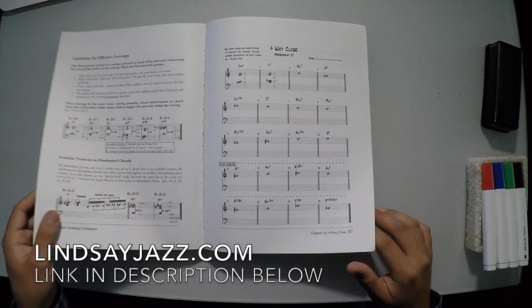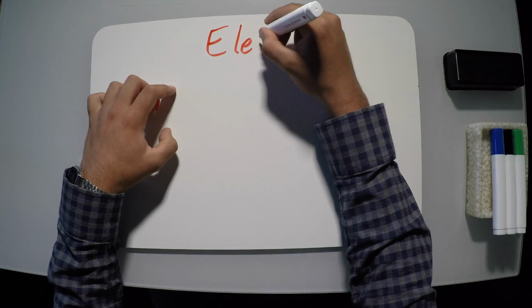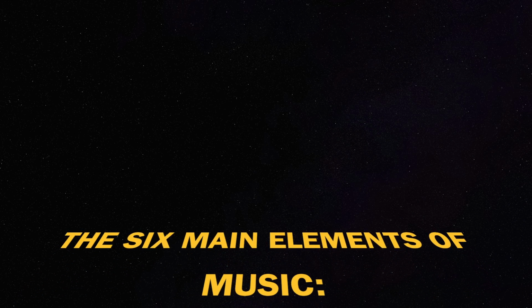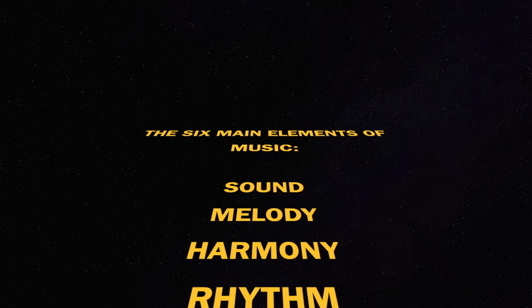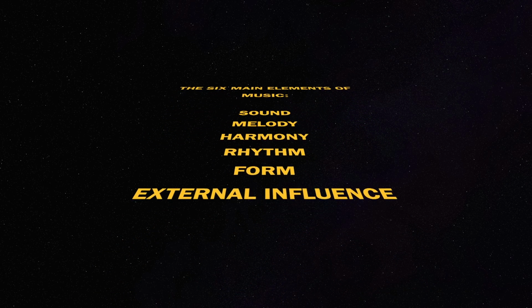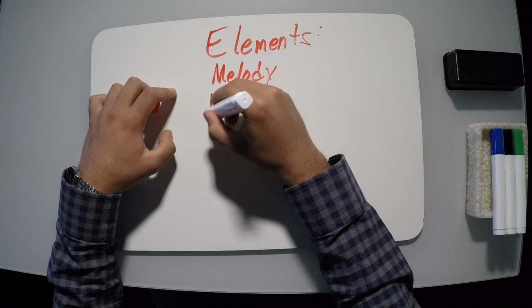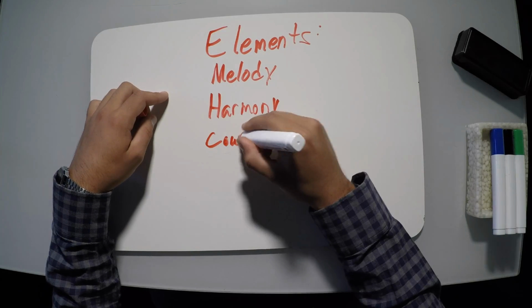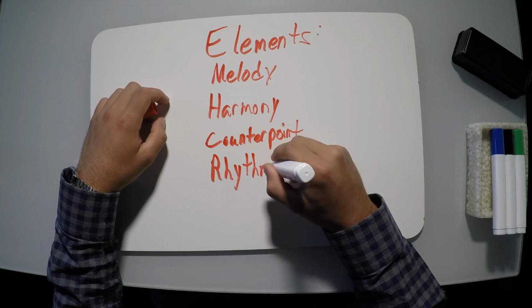Now let's get started with Chapter 1, Elements of an Arrangement. The first thing we're going to talk about are the elements of music. I believe there are 6 main elements of music: sound or texture, melody, harmony, rhythm, form, and external influence. But today we're going to focus on melody, harmony, countermelody, which is a subcategory of melody, and rhythmic pulse.